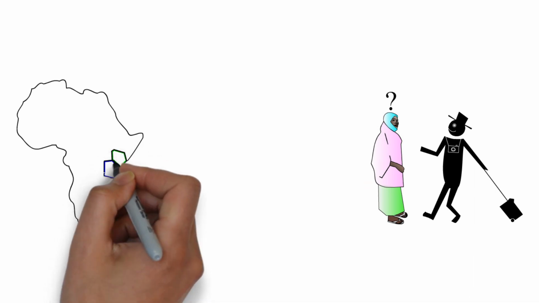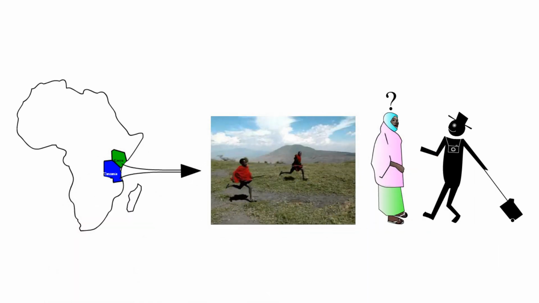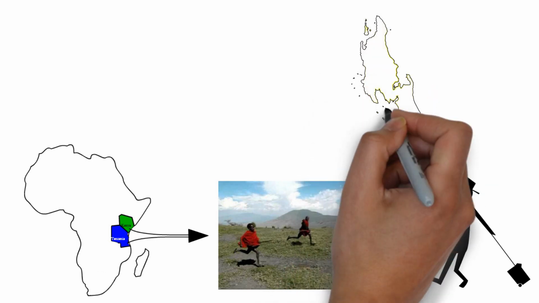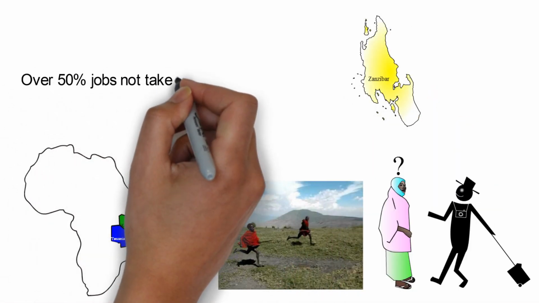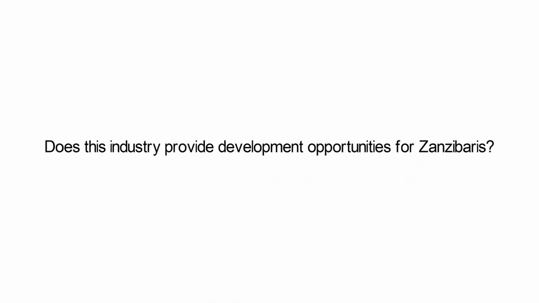This has led over the years to a rapid influx of mainland Tanzanians and Kenyans looking for employment opportunities and finding them, often illegally. Some estimate that over 50% of the jobs offered in hotels and resorts are taken by people not originating from Zanzibar. So does this industry provide development opportunities for Zanzibaris? And there are already signs of resentment.